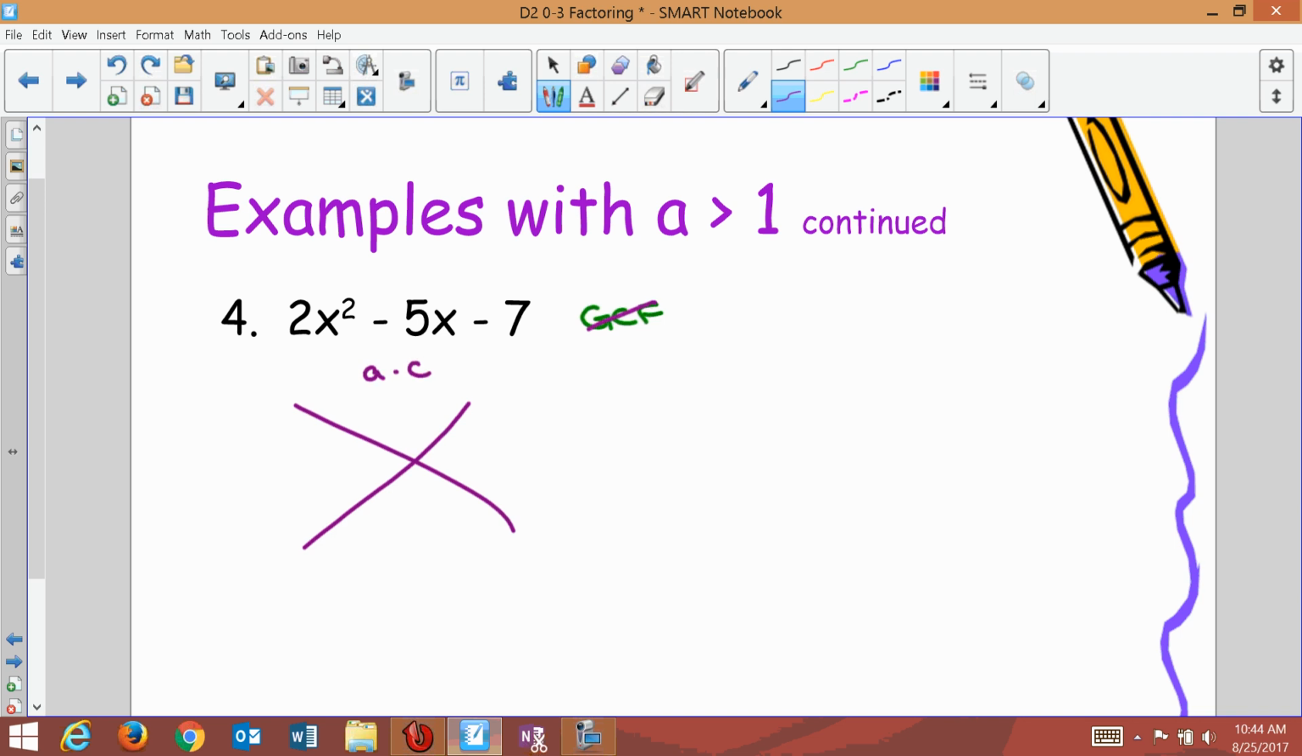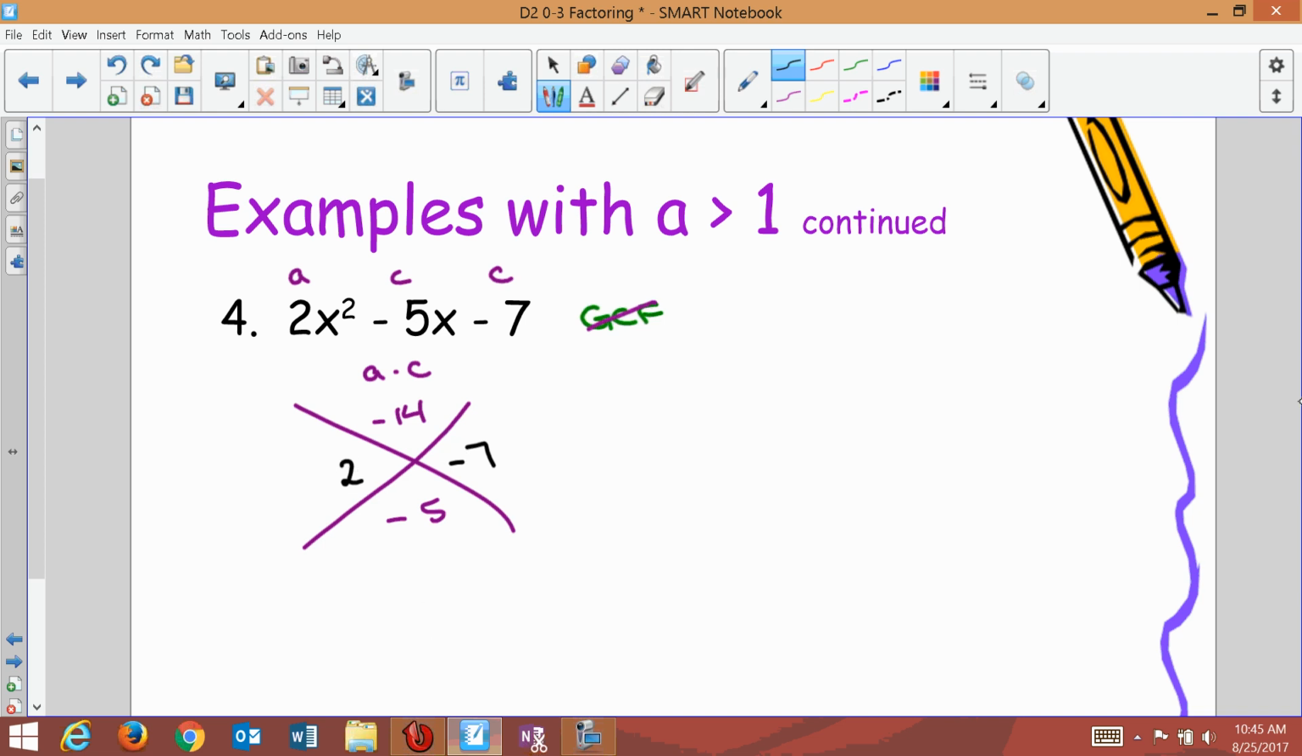What is the product of A times C? Well, in this case, A is 2, C is -7, so I have a product of -14, and my B value happens to be -5. What are factors of -14 that add up to -5? Well, 1 and 14 will not work. 2 and 7 will work. But somehow I can get a value of -5, and they'll multiply to be -14. So to get -5, I need to have 2 minus 7. So it'll go this way.